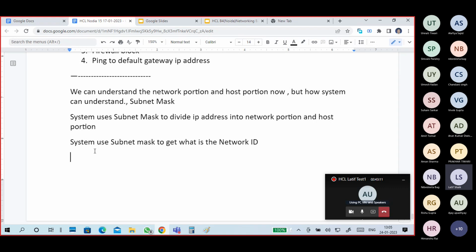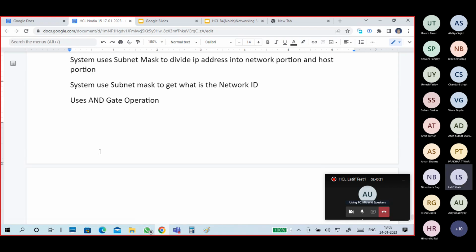How will it work? It uses an AND gate operation. A logical gate. It uses an AND gate operation.